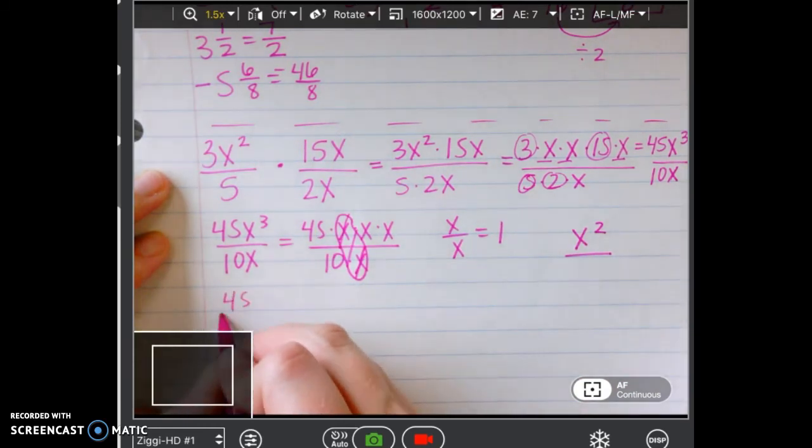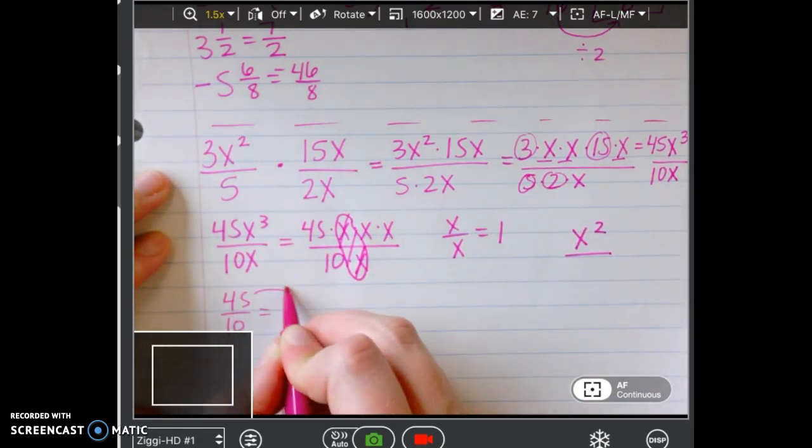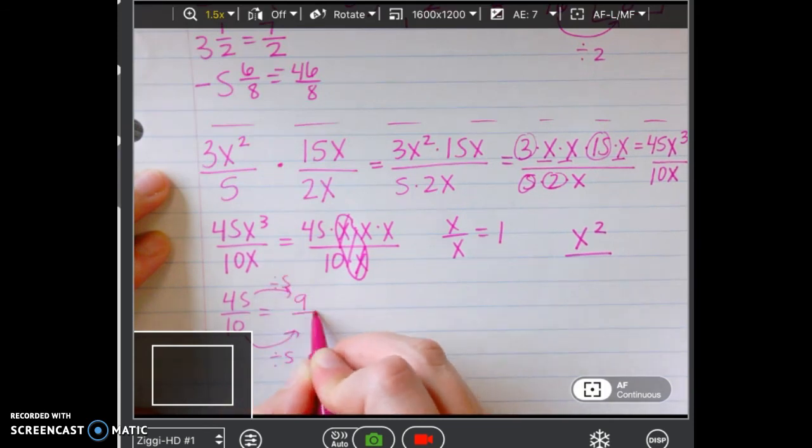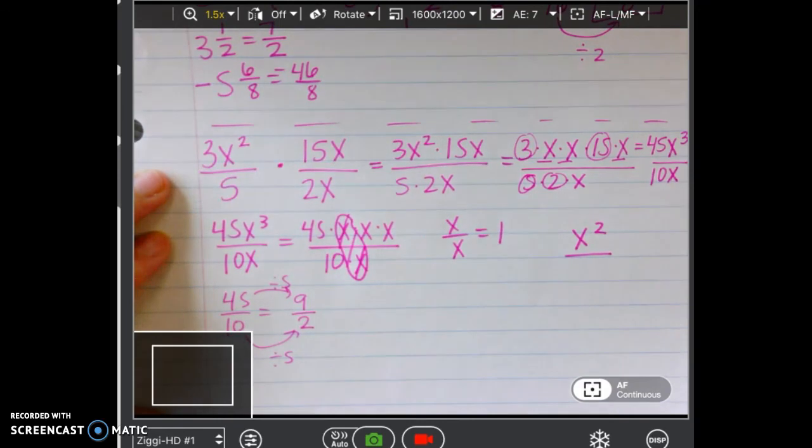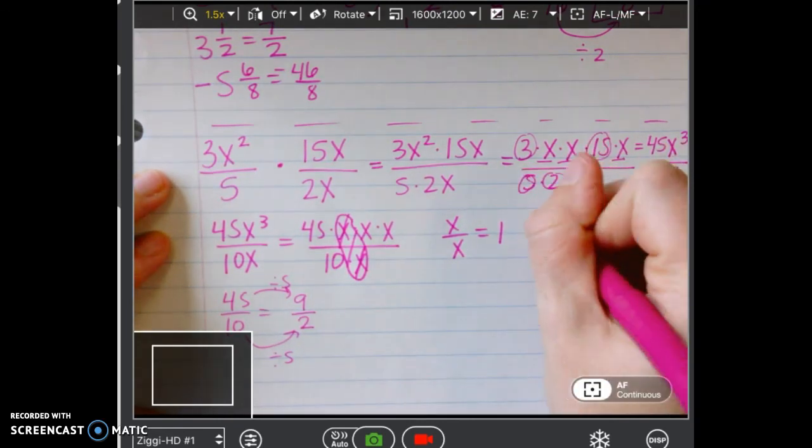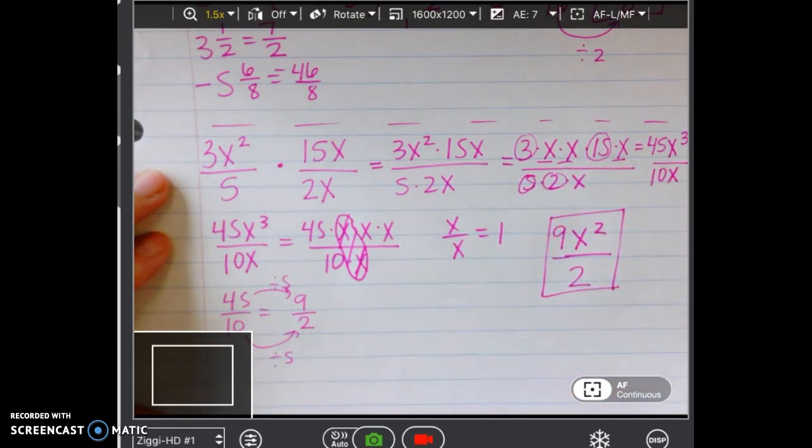Then if I think about 45 and 10, those are going to have a common factor of 5. So if I divide both by 5, I will get 9 over 2. So that 9 will be up in my numerator, and then my 2 will be down in my denominator.